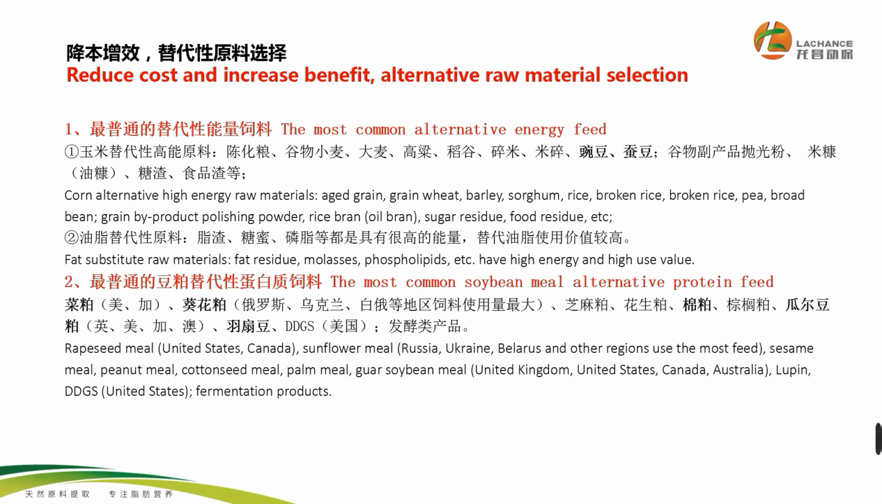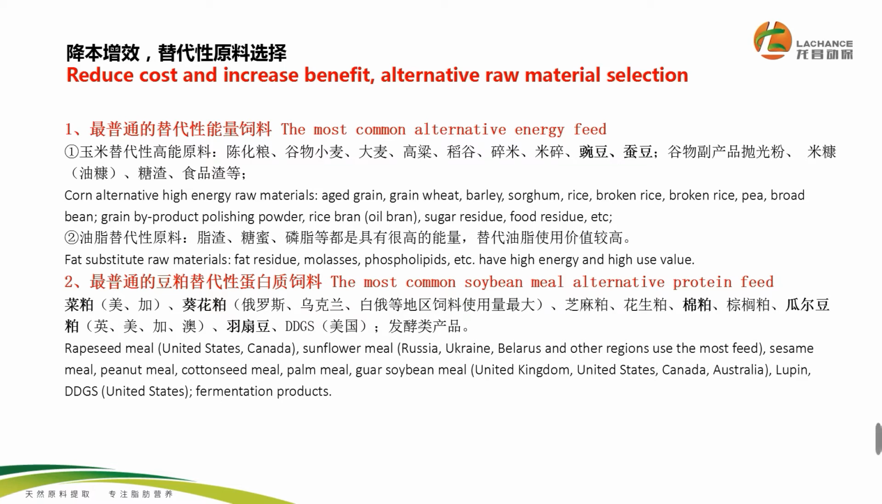And then I will show you how to reduce feed cost and increase the benefit. Alternative raw material selection. The most common alternative energy feed, for example the corn alternative high energy raw materials: aged grain, green wheat, barley, sorghum, rice, broken rice, pea, broad bean, green by-products, polishing powder, rice bran, sugar residue, food residue, and etc.